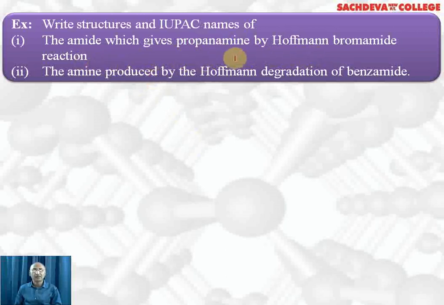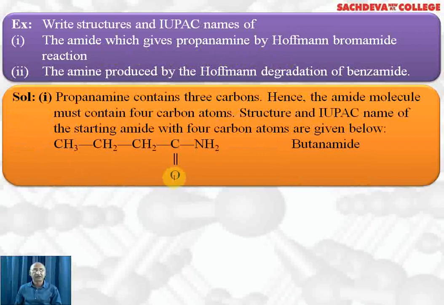Next, write the structure and IUPAC name of the amide which gives propanamine by Hofmann bromamide reaction. Now, the amide from which we get propanamine must contain one carbon atom more. That is, butanamide on Hofmann bromamide reaction will give propanamine. This is the structure of butanamide, which on reaction with bromine and KOH will give you propanamine, and this reaction is called the Hofmann bromamide reaction.